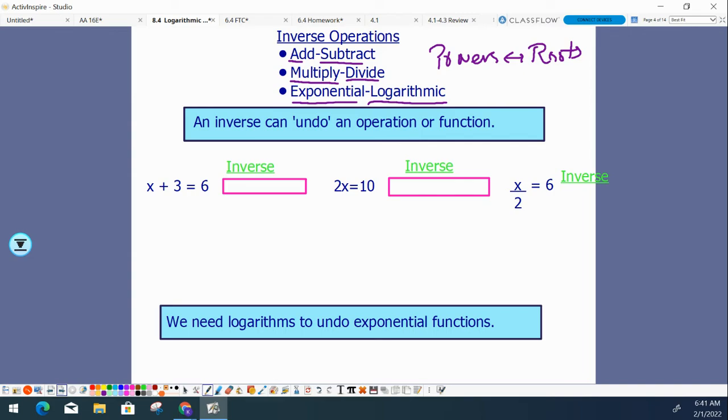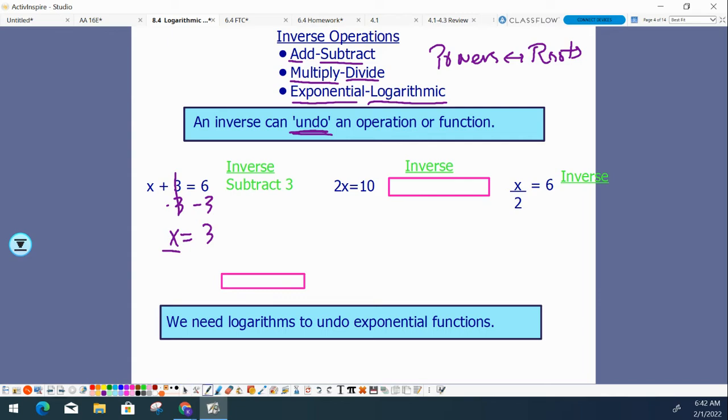So one of the things we use inverses for is to undo an operation to solve equations, right? So think about your basic equations, x plus 3 equals 6. How would we undo what's going on to x? Since 3 is being added to x, we subtract 3 from both sides because we want to undo what's being done to x, so we get x by itself. So we know the inverse is subtract 3.